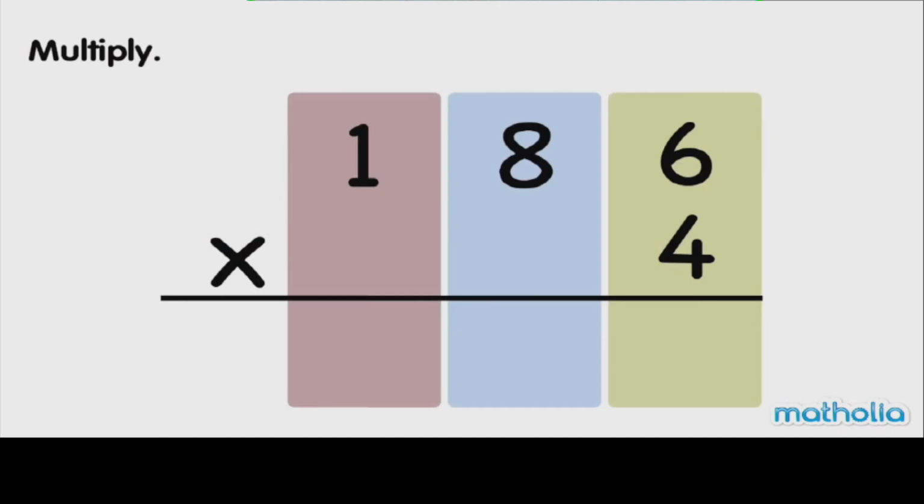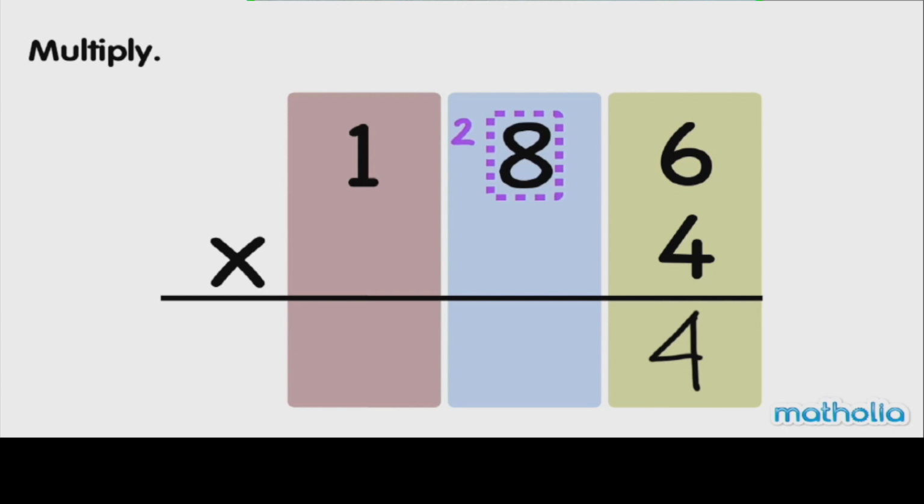Let's find 186 times 4. So what do we do first here, guys? Multiply the ones by 4. 6 ones times 4 equals 24 ones. Regroup 24 ones into 4 ones and 2 tens. So we write the 4 and carry over the 2 tens.